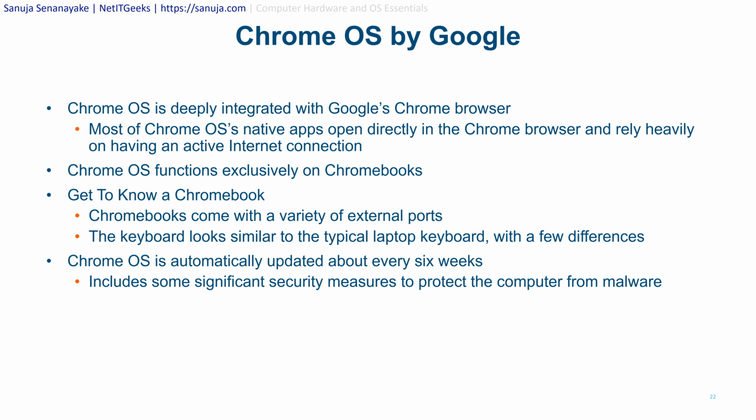And you need to get to know how the Chromebook operating system works, because again, you may come across these devices in the field. The Chromebooks come with a variety of external ports. The keyboard looks very similar to that of a typical laptop keyboard that we use with a Windows or Linux machine, but there are a few differences on the keyboard as well, which I will show you on my next slide. And the Chrome operating system is automatically updated about every 6 weeks. This includes some significant security measures to protect the computer against malware. So keep that in mind.